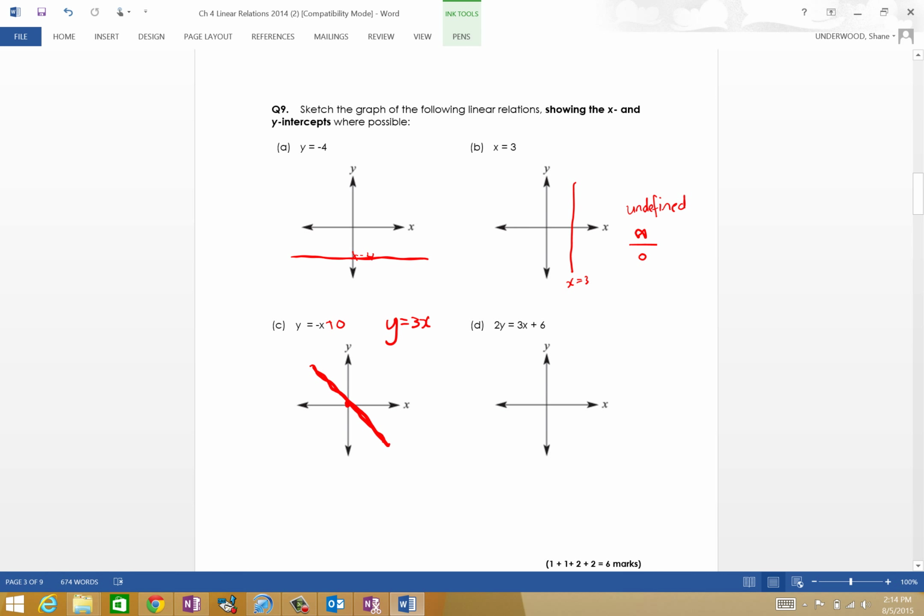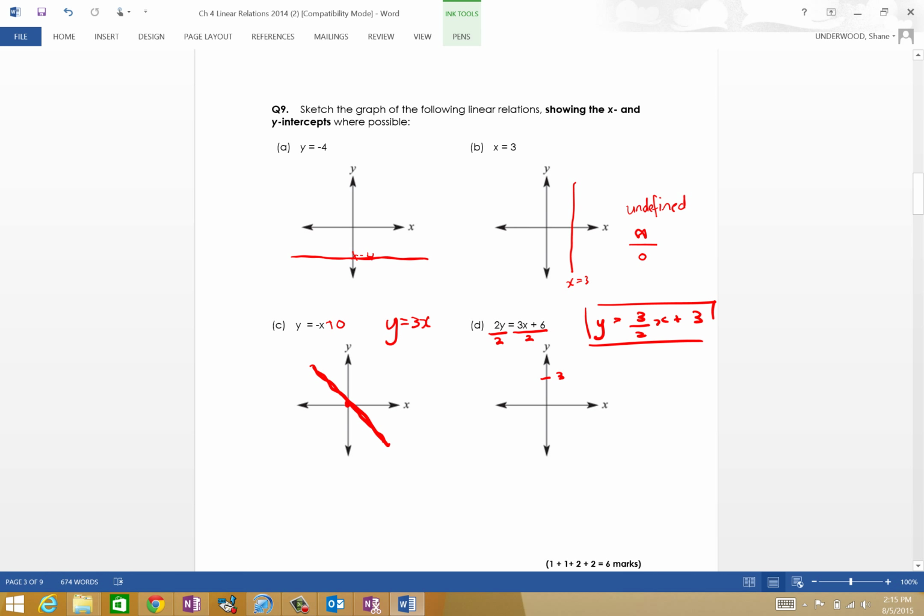Okay, so the last one, we have to divide both sides by 2. We have to isolate y. So I'm dividing both sides by 2. And that's going to give me y is equal to 3 over 2x, plus 3. And that is going to give me a y-intercept of 3. And showing the x and the y-intercepts.